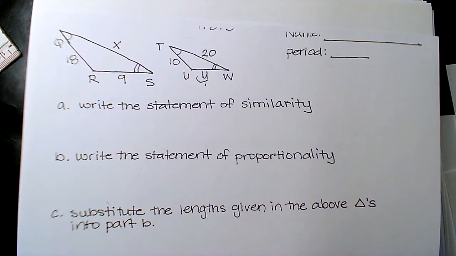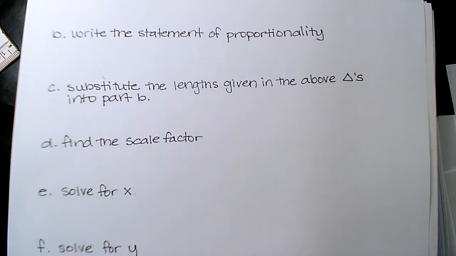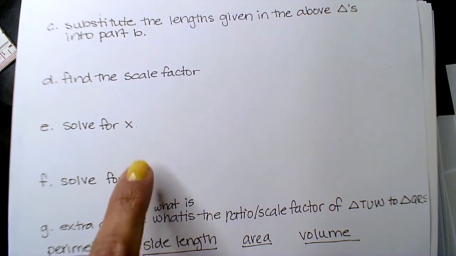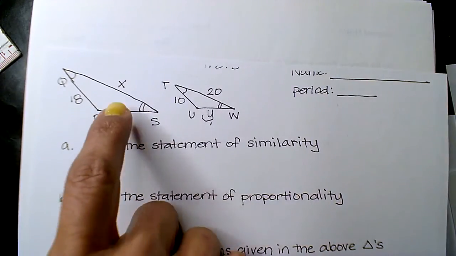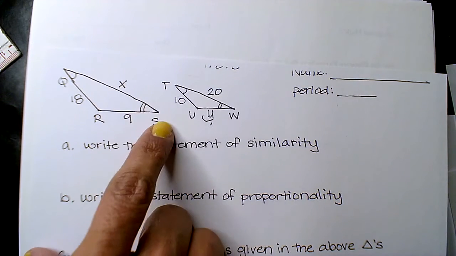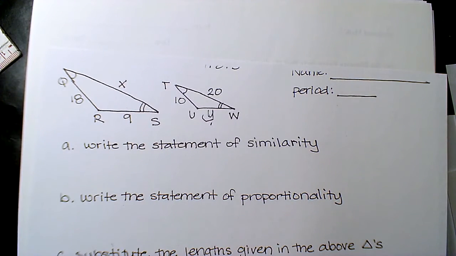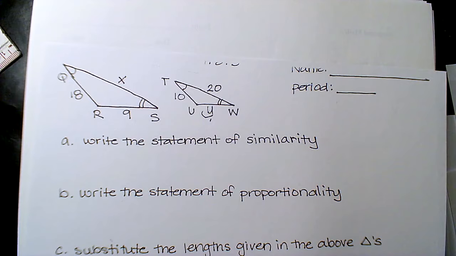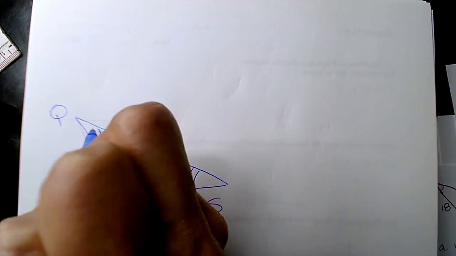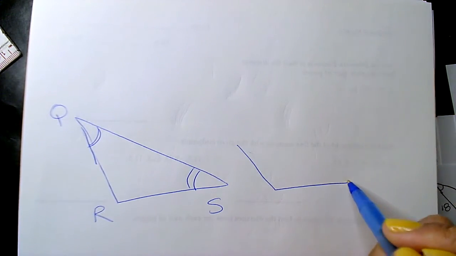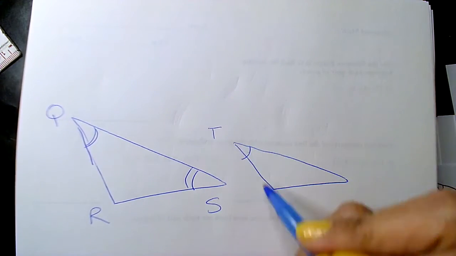When you look through this, you'll notice there are no angles. I just ask you to solve for x and y. x and y are side lengths. There's no angles, so that means it's giving you information to come up with a statement of similarity. So what I'm going to do is write this over here, but I'm just going to put the necessary information so that you can follow along.